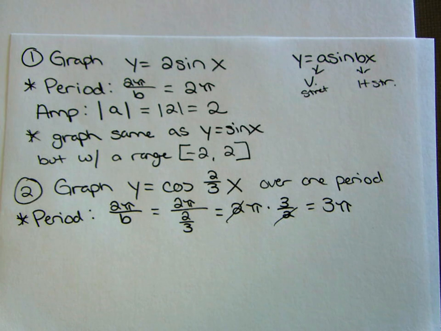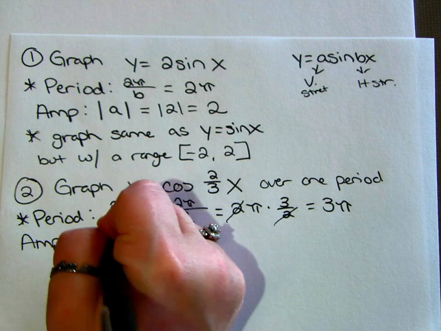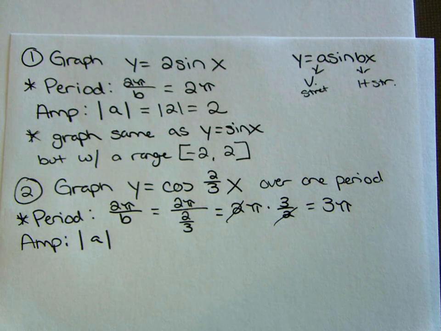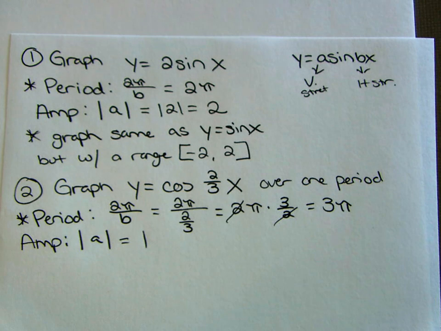So we are definitely doing some horizontal stretching here because instead of our graph taking up 2 pi, it's now going to take up 3 pi. Our amplitude is the absolute value of our a. That's the number or the coefficient in front of the cosine. There isn't one, which means our amplitude is just 1. So there is no vertical stretching or shrinking for this one.